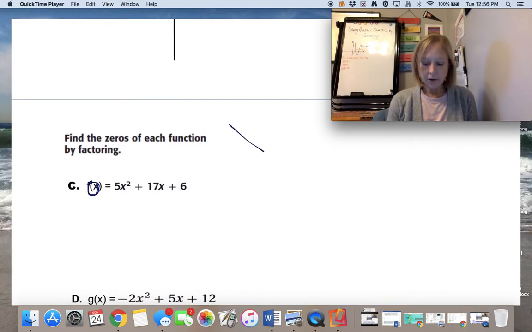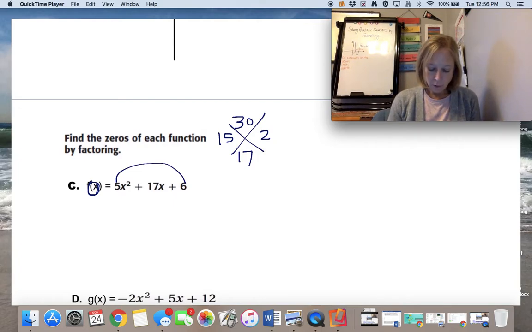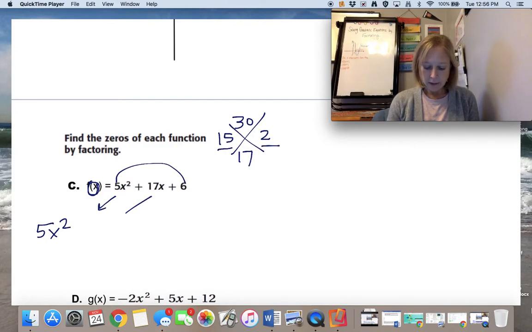All right, so we're going to set this equal to 0, and then I am going to start by factoring. I'm going to ask myself what multiplies to 30 and adds to 17. That would be 15 and 2. So now I'm going to rewrite this, and I'm going to keep my first term, 5x squared, and I'm going to break down the 17x into a 15x plus a 2x. And then I'm going to keep my plus 6.